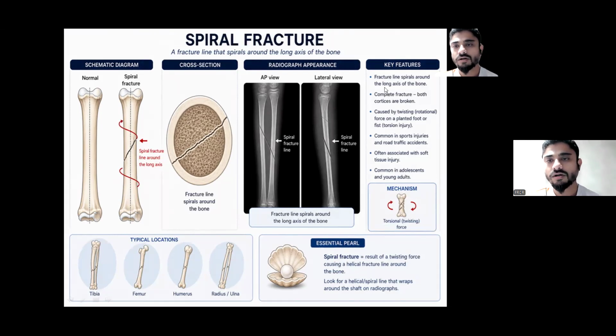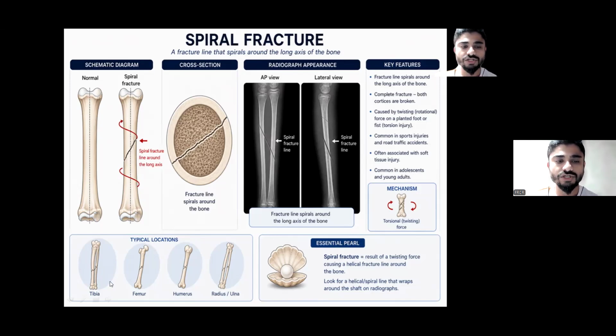Both the cortices should be broken, caused by twisting rotational force. That you should be knowing. The spiral fractures are usually caused by the rotational twisting force on a fixed distal aspect of the bone, such as foot, and basically it is a torsion kind of injury, commonly seen in sports athletes, and also in road traffic accidents. It is associated with a significant amount of soft tissue injury, and common in adolescent and young age group.